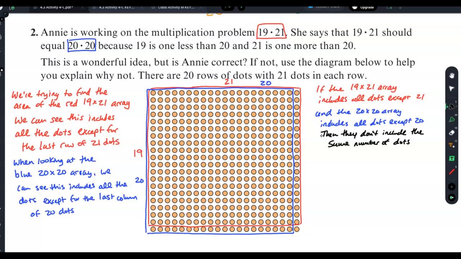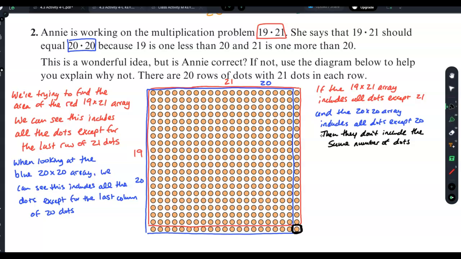And actually, what they don't include is this one right down here, right? This dot isn't being included by either. So when you go with the red direction, you're excluding 21 dots, including that black one down at the bottom. When you go with the blue direction, you're excluding 20 and including that one at the bottom, right? So you have this difference of one dot.